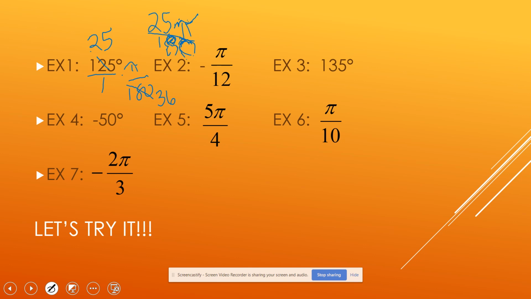Example 2. We can ignore the negative for right now, but we know that our degree measure is going to be negative after we do our conversion. And so we're going to multiply this by 180 over pi. So our pi cross reduce, and then 180 and 12 cross reduce to 15. So negative, there's 1 left here, negative 1 times 15 is negative 15 degrees.